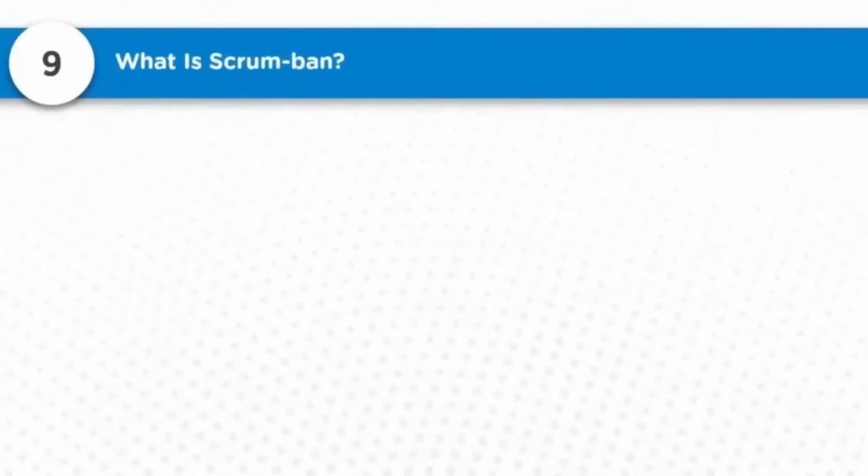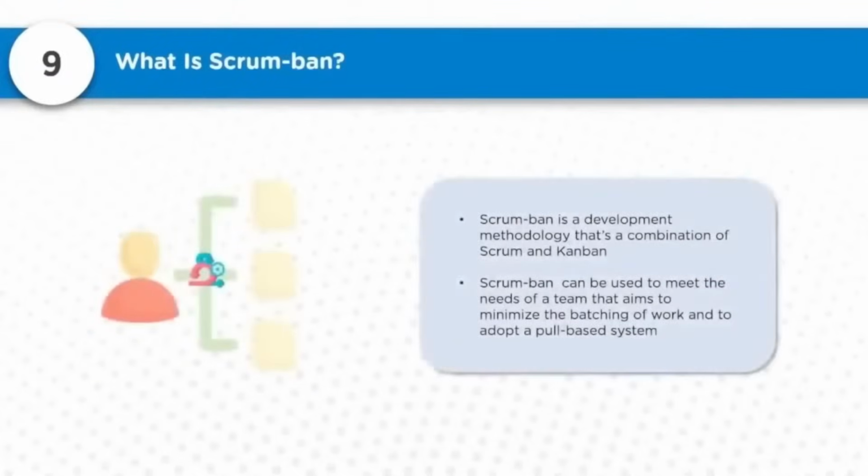Question number 9, what is Scrumban? Scrumban is a development methodology that is a combination of Scrum and Kanban. This can be used to meet the needs of a team that aims to minimize the batching of work and to adopt a pull-based system. Kanban is called a pull-based system, which actually helps in visualizing what work is in progress. And since it is a visualized system, it is visible to everyone.